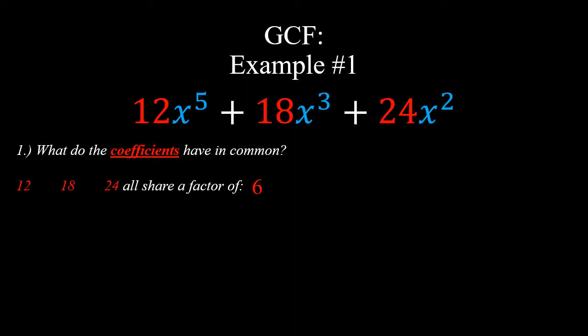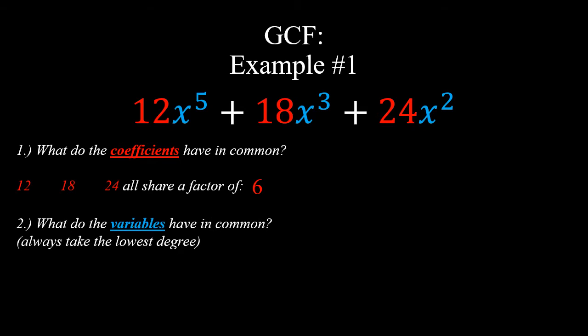But we're not done yet, because now we have to ask ourselves, what do the variables have in common? And when we do this step, we can always take the lowest degree, and I'll tell you why in a minute. But first, let's talk about the variables in each of our terms. So our first term, the variable is x to the 5th, right? Our second is x cubed, and our third is x squared. So the variable with the lowest degree is, of course, x squared.